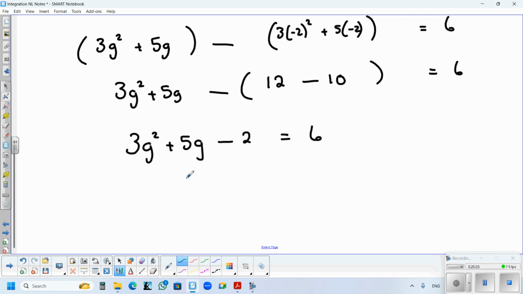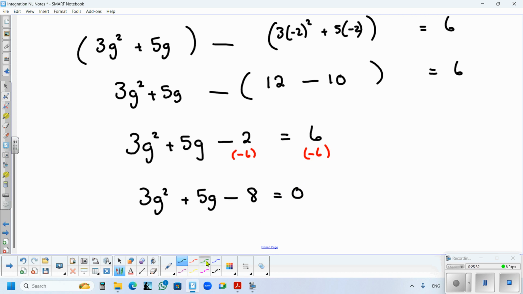Now I want to go back and work out what g is. So we're thinking about when we've got a quadratic, it's got to always be equal to 0. So we've got a 6 over there, we'll take 6 away from both sides, and then we're going to factorise. So I end up with 3g squared plus 5g, and that would be negative 2 take away another 6 is negative 8, and that's equal to 0.